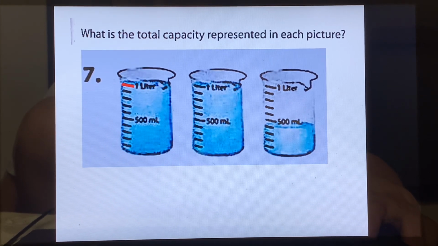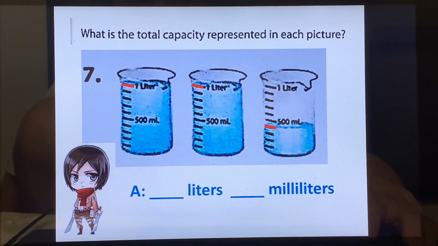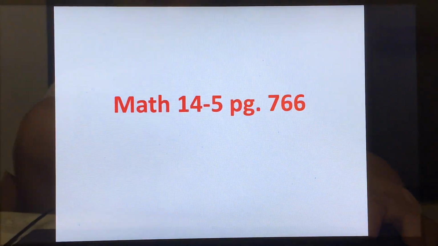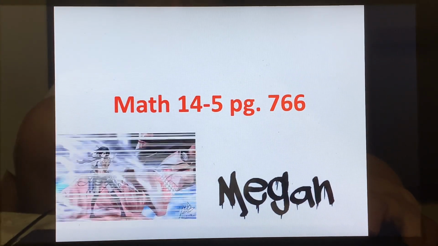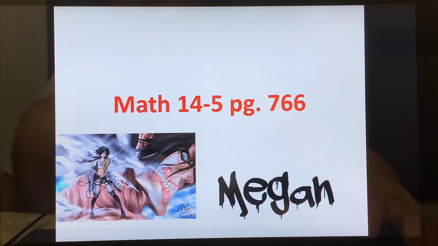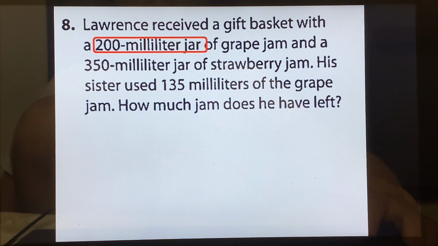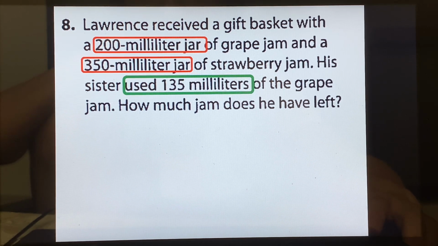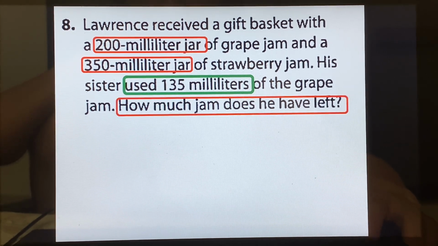Seven. Let's move on to page 766. Question 8. Lawrence received a gift basket with a 200 milliliter jar of grape jam and a 350 milliliter jar of strawberry jam. His sister used 135 milliliters of the grape jam. How much jam does he have left?